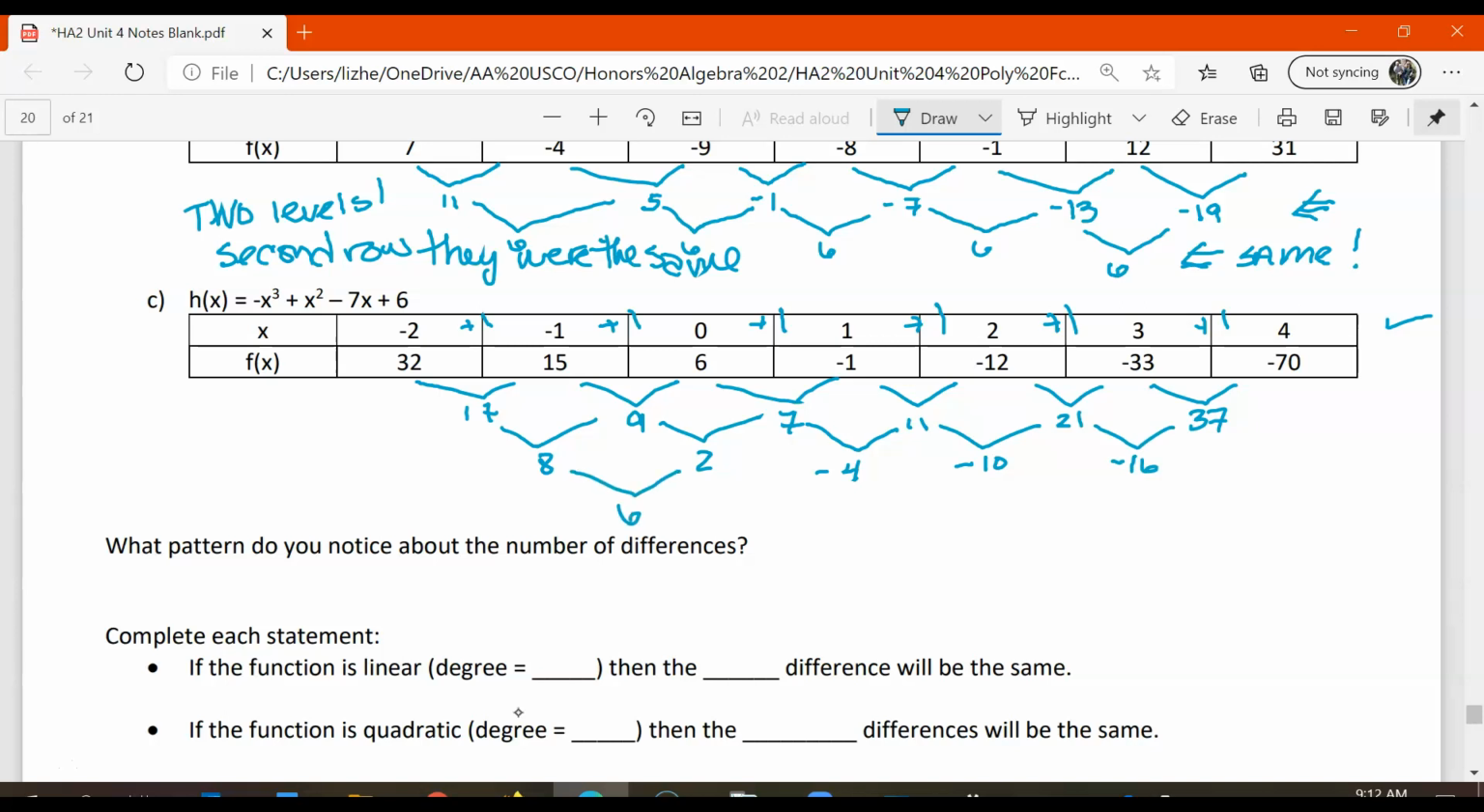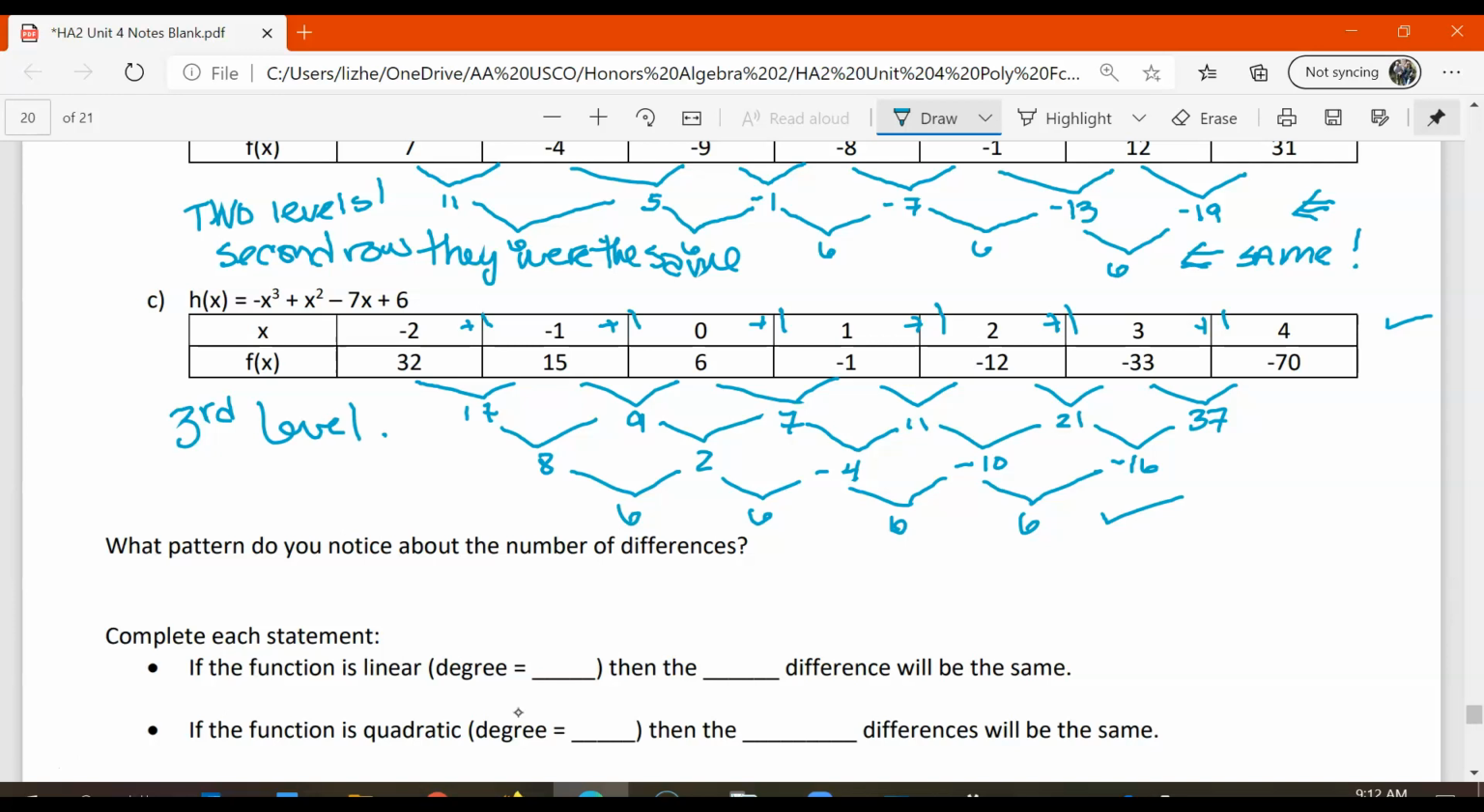8 minus 2 is 6. 2 minus a negative 4 is 6. Negative 4 minus a negative 10 is 6. Negative 10 minus a negative 16 is 6. And there we are. And this was the third level. The third row, they were the same.